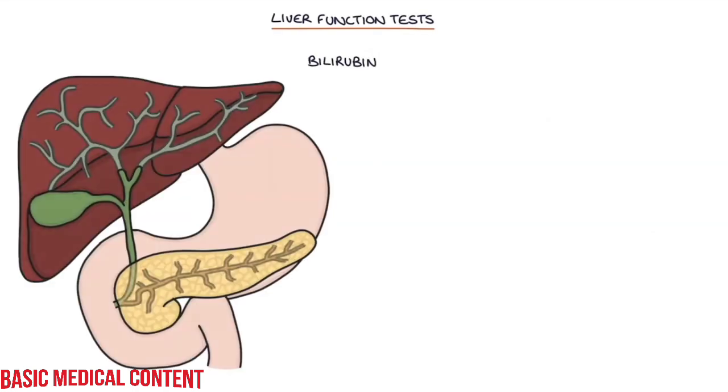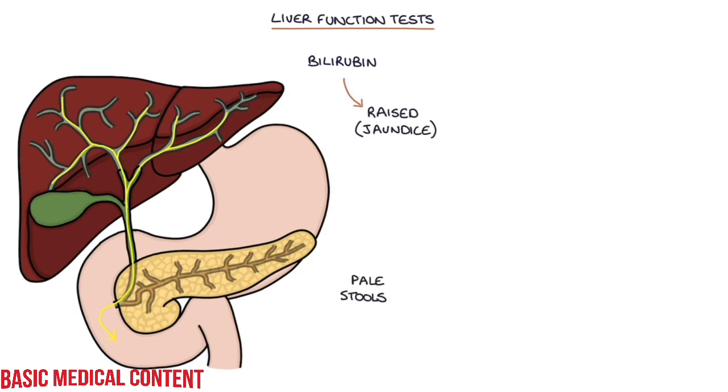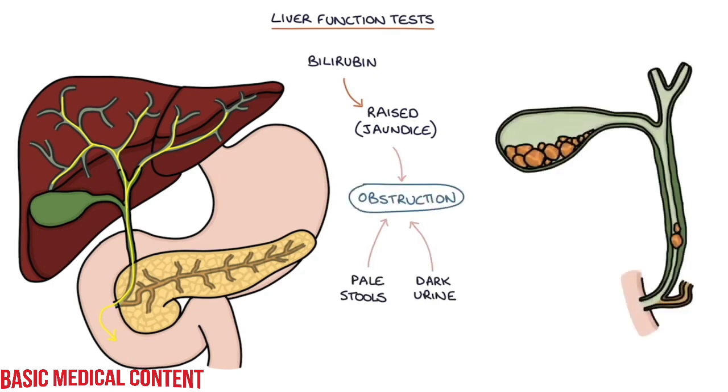Let's talk about liver function tests. Firstly, bilirubin. Bilirubin normally drains from the liver through the bile ducts and into the intestines. If the liver function tests show a raised bilirubin, which is called jaundice, and the patient has pale stools and dark urine, this represents an obstruction to the flow within the biliary system.